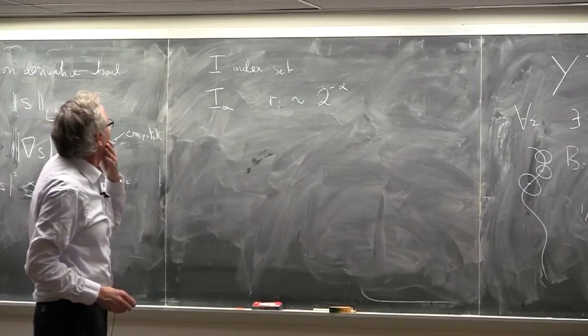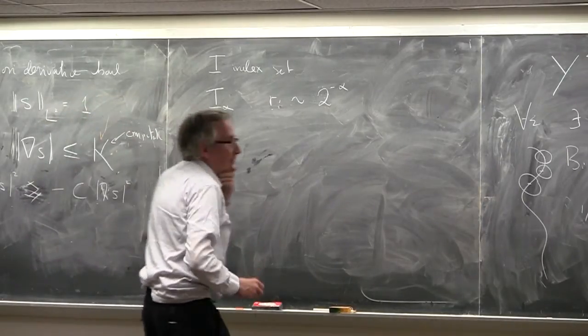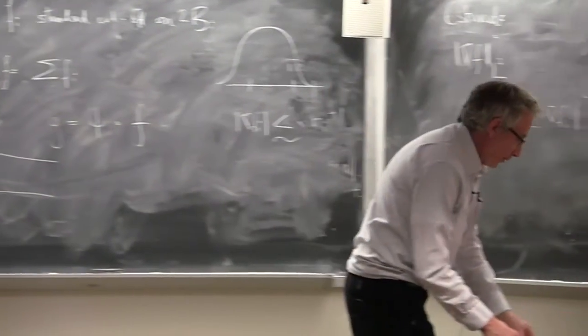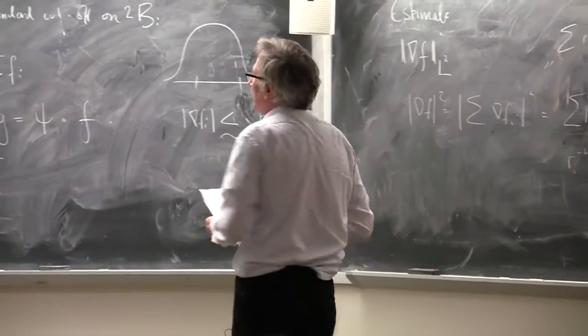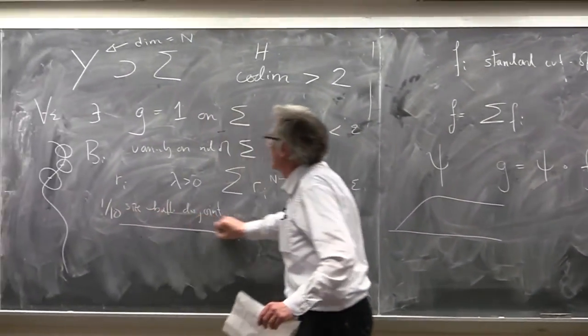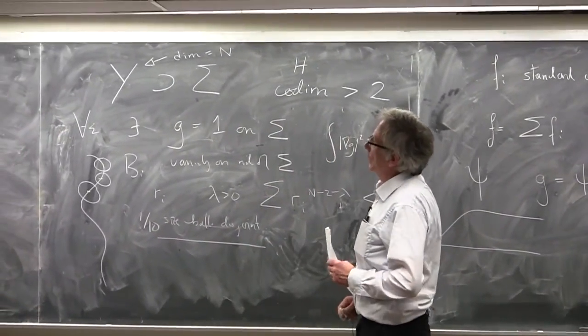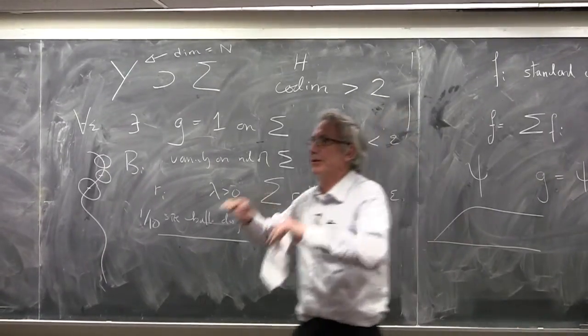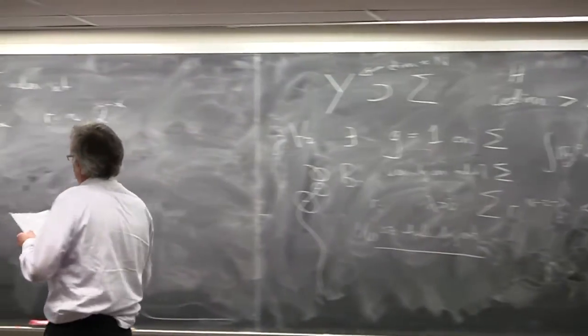So the observation is that because we chose the 1/10 size balls to be disjoint, not too many balls of the same scale can intersect. So let's write it down carefully.